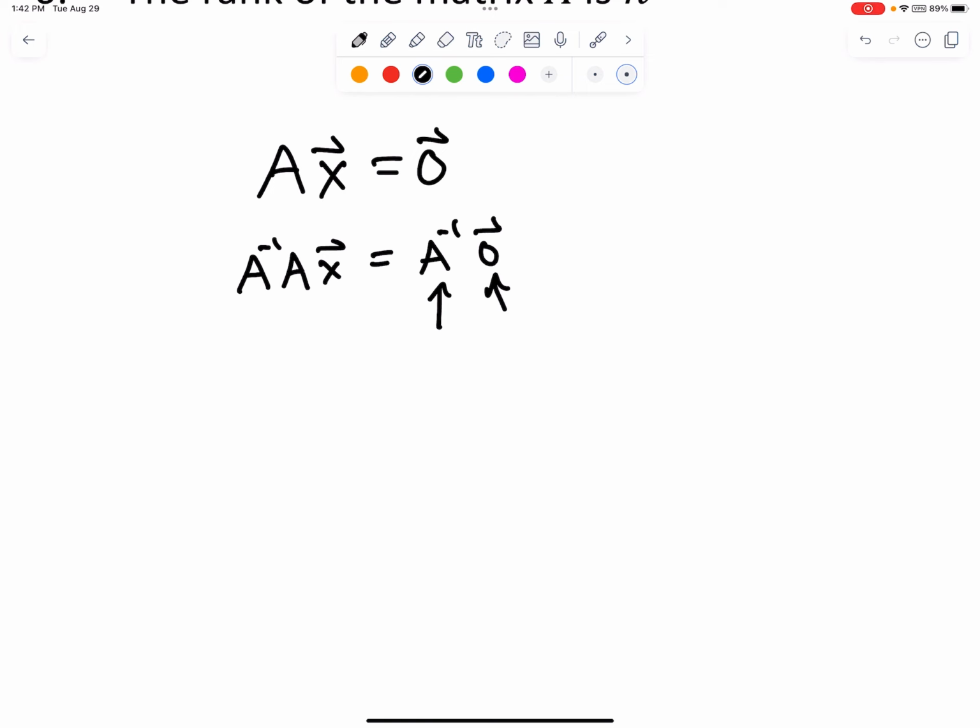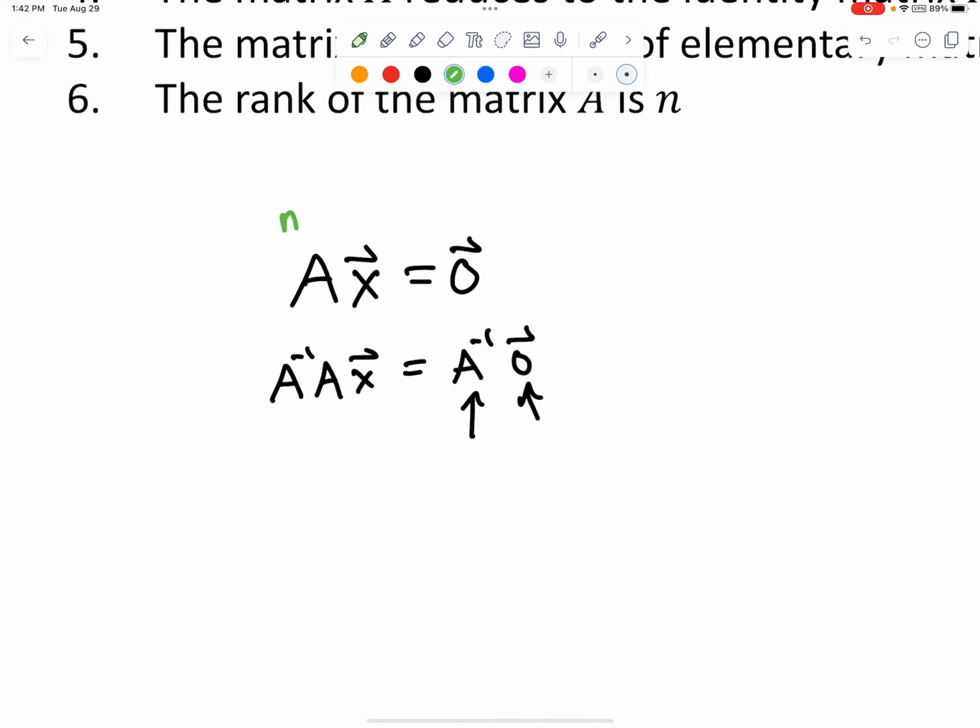Now keep in mind the dimensions here. We're assuming A was n by n. x we'll assume is n by 1. And when you multiply these together, the inner numbers match, so the outer numbers give you an n by 1 0 vector. So A inverse, if it exists, is also n by n. So we have an n by n inverse multiplying an n by 1 0 vector. This will just give you another n by 1 0 vector.